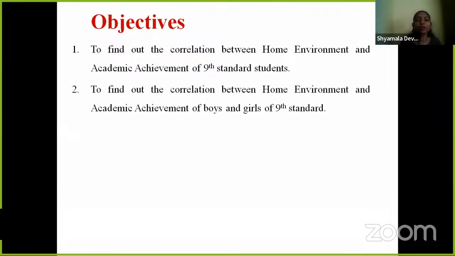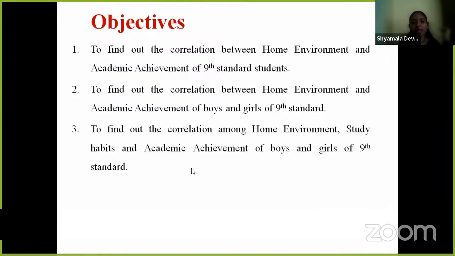And the second one is to find out the correlation between home environment and academic achievement of boys and girls of 9th standard students. I told you that you can't do correlation for one continuous and one discrete variable. But if you have two continuous variables, then you can find the correlation in terms of gender, in terms of boys and girls, in terms of Tamil medium, English medium, in terms of rural and urban. But the base is you should have two continuous variables. With those two continuous variables, you can go for the subgroups, that is boys and girls, discrete variable. So this is your objective 2, to find out the correlation between home environment and academic achievement of boys and girls of 9th standard students. The word students is missing here.